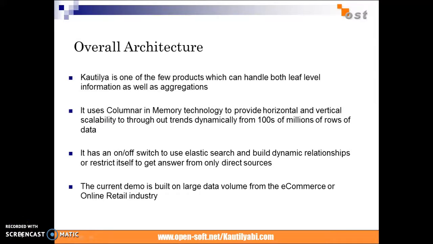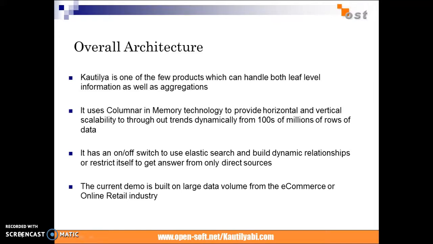Hi friends, welcome to the demo of Kautilya, the NLP or natural language processing based BI and analytics product. Today we're going to focus on temporals or date-wise information and see how easy it is to get information out of Kautilya by simply typing in your questions in English language, even for different dates.